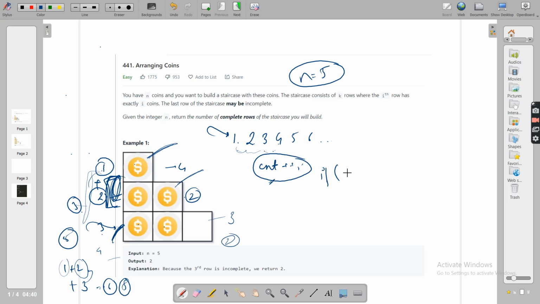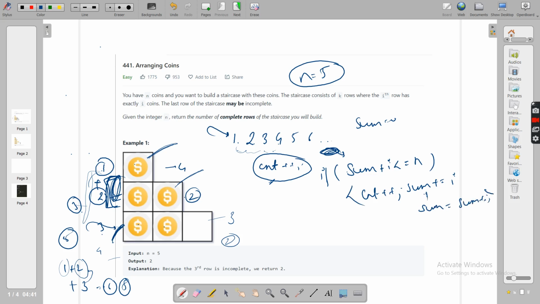Let's keep a sum variable here, sum equals 0. If sum plus i is lesser than or equal to n, you will do count plus plus, and also sum plus equals i. Or you can write sum equals sum plus i. No problem, it is just a shorthand operator. This thing is clear, I hope, guys.